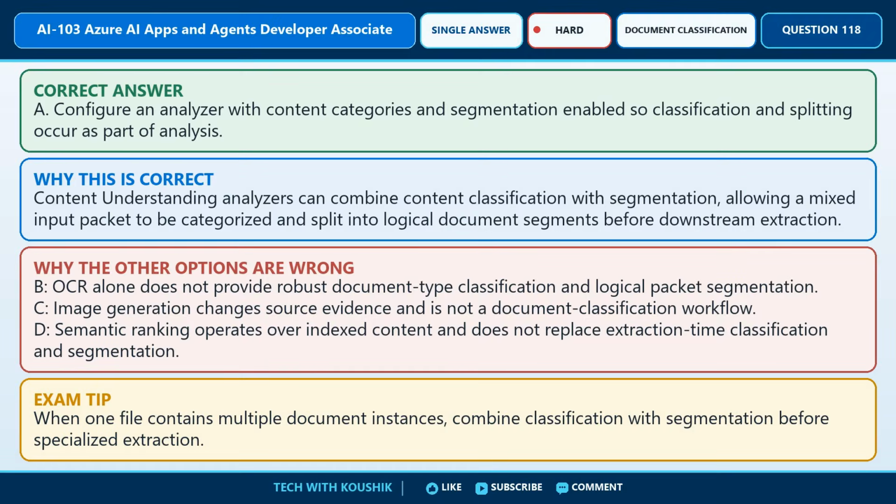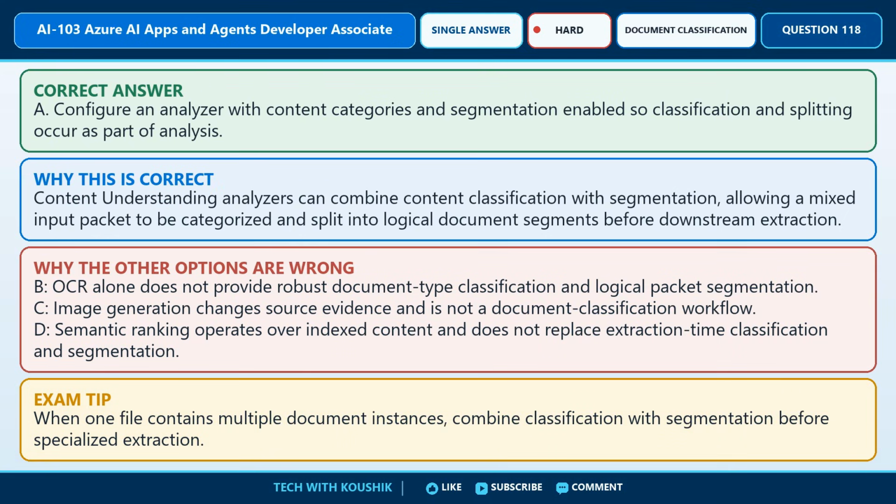The best answer is option A. Configure an analyzer with content categories and segmentation enabled so classification and splitting occur as part of analysis. Here is the technical justification. Content understanding analyzers can combine content classification with segmentation, allowing a mixed input packet to be categorized and split into logical document segments before downstream extraction.